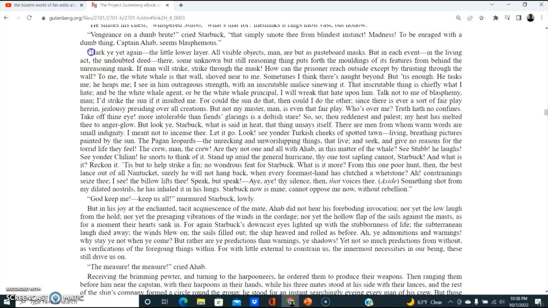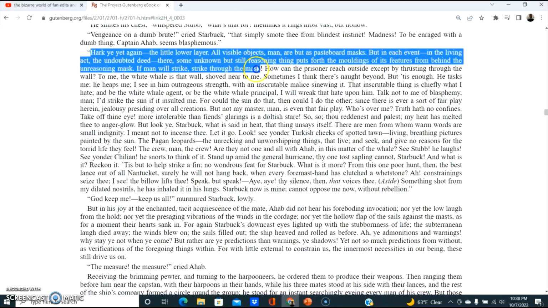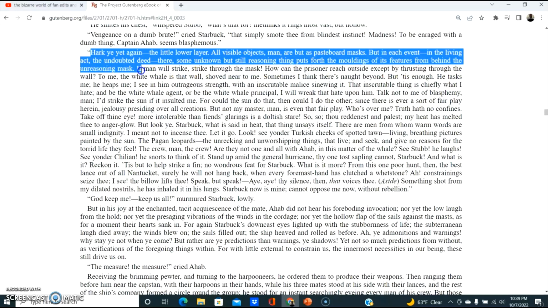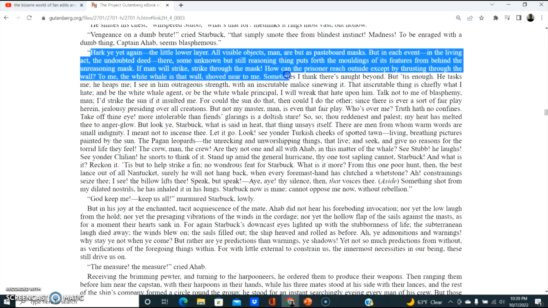Captain Ahab says, "Hark ye yet again, the little lower layer. All visible objects, man, are but as pasteboard masks. But in each event, in the living act, the undoubted deed, there some unknown but still reasoning thing puts forth the moldings of its features from behind the unreasoning mask. If man will strike, strike through the mask. How can the prisoner reach outside except by thrusting through the wall? To me, the white whale is that wall shoved near to me. Sometimes I think there's naught beyond, but 'tis enough.